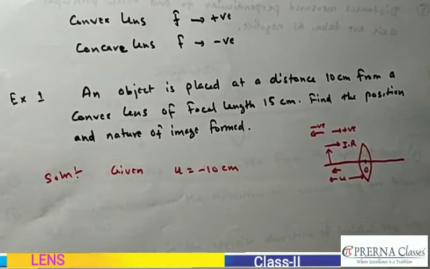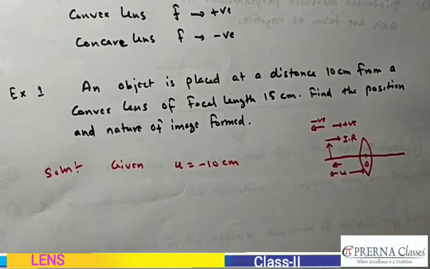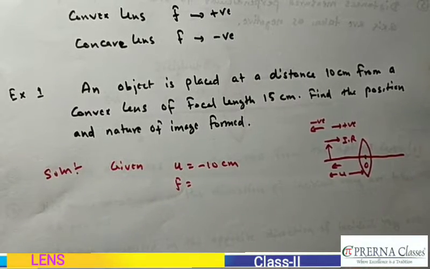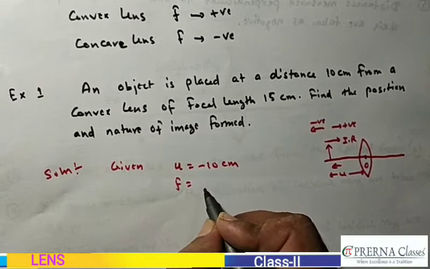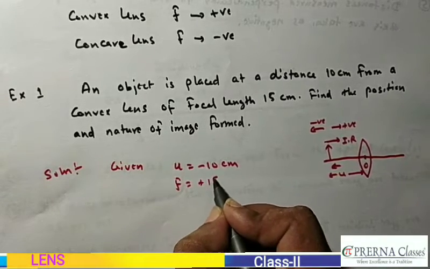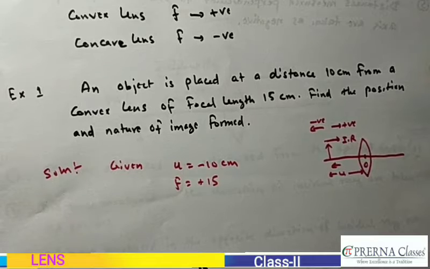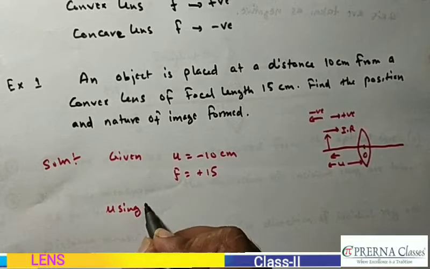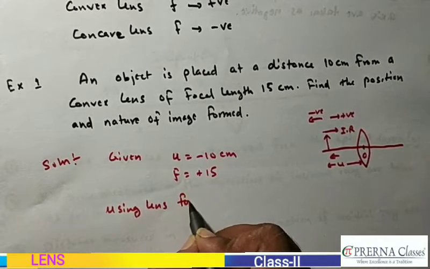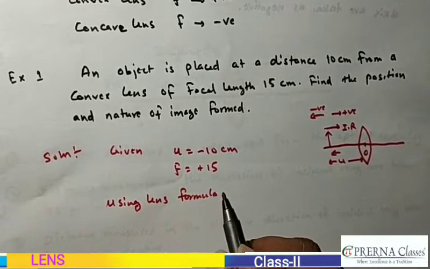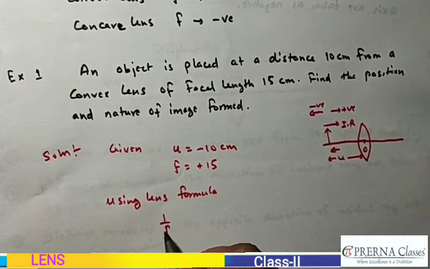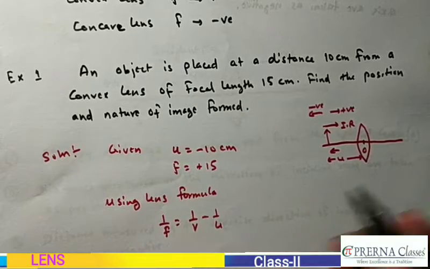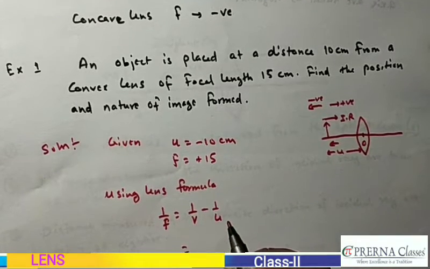So u is minus 10 centimeter. What about the focal length? Focal length of a convex lens, just now I told that it will be taken as positive. It is plus 15. So using the lens formula, you can write 1 by f equals 1 by v minus 1 by u. Okay, so 1 by v is how much?